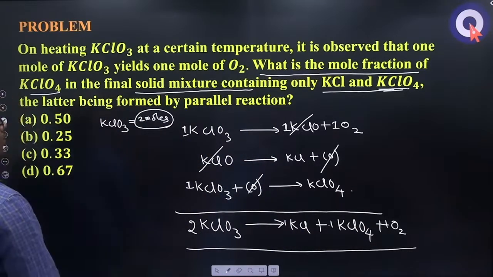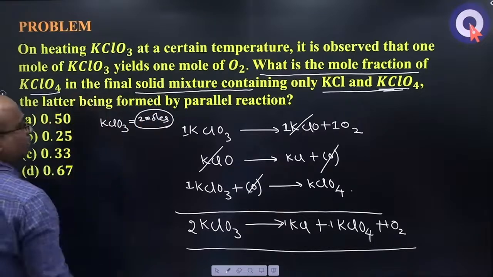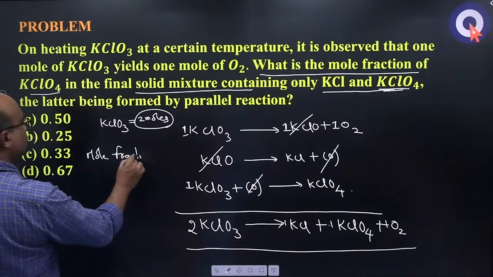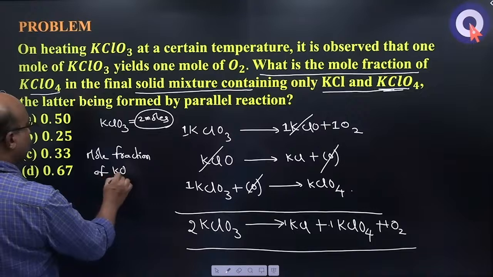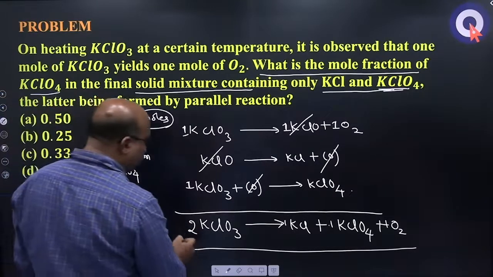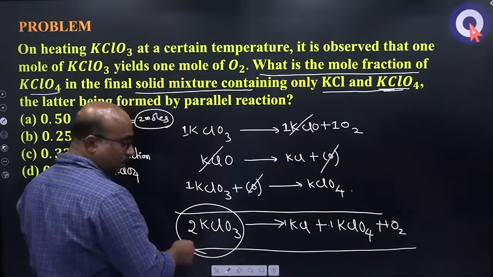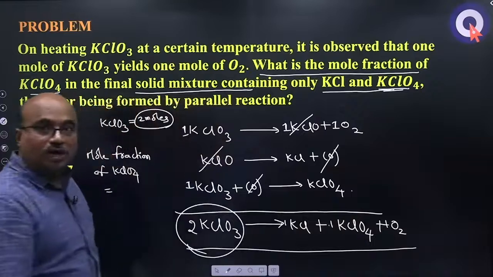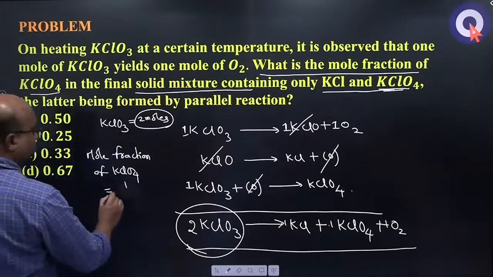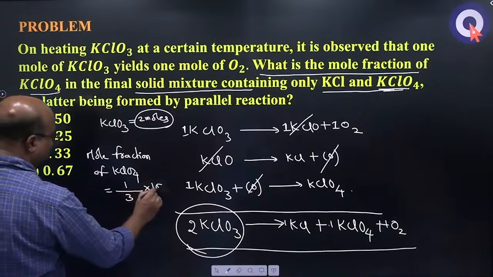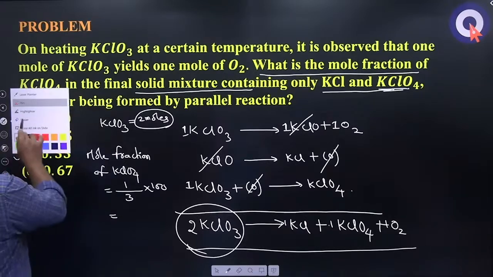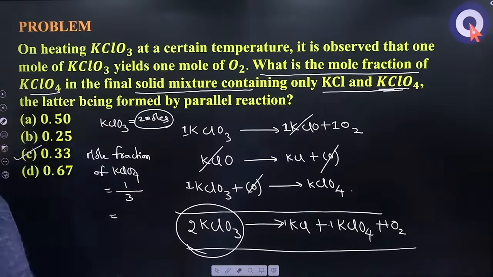So what is the total KClO4 mole fraction? What is mole fraction? So mole fraction of KClO4 has to be. Finally we started with 2 moles of this, but we got 1 mole of this, 1 mole of this and 1 mole of this. So totally 3 moles exist. So the number of moles of this by total, into 100 if it is a percentage. Now we just do this thing. Okay. So it is 1 by 3.